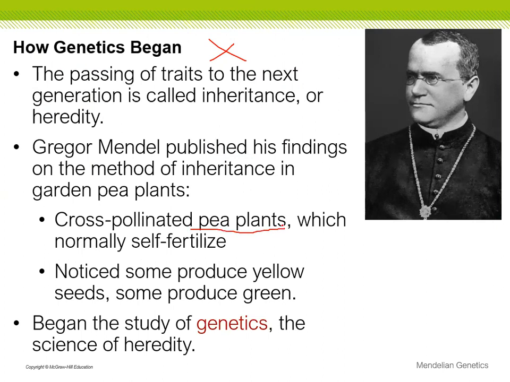Basically, he was a farmer. He was a monk. And he had a garden, as they did. And one of the things he noticed was that some of the peas he was getting are yellow, and some of the peas are green. And he asked a simple question. Why? Why is this happening? He is fertilizing the 2 of them, and he's getting both. Some of these produce the yellow, and some produce the green. And so he began to look at how genes and traits are passed on.